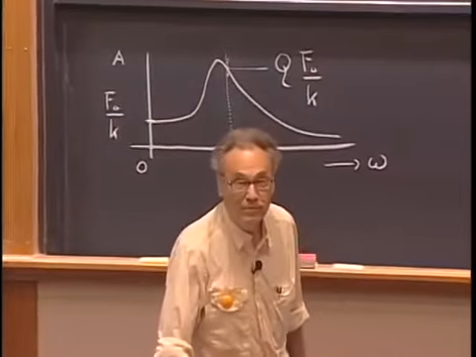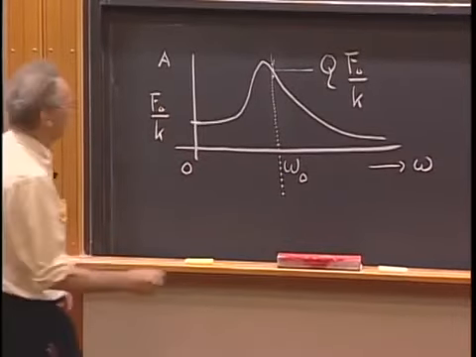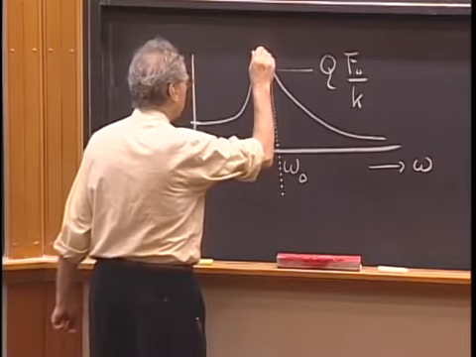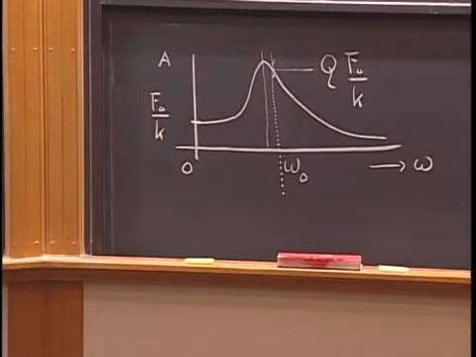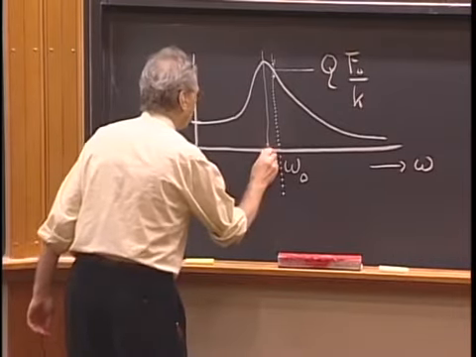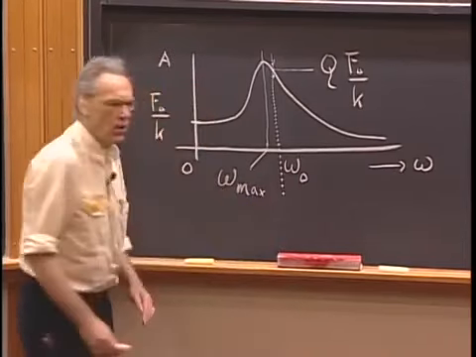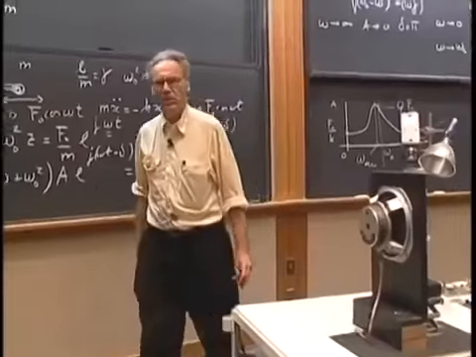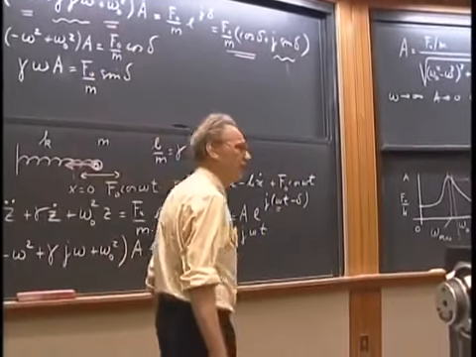Now, for those of you who look very carefully, you may have noticed that the maximum here that I have drawn is not at omega equals omega 0, which may go against your instinct. This maximum occurs at a frequency, which we will call omega max, which is always a little bit below omega 0, but for high Q systems, as I will show you shortly, it is effectively the same. I will come back to this.